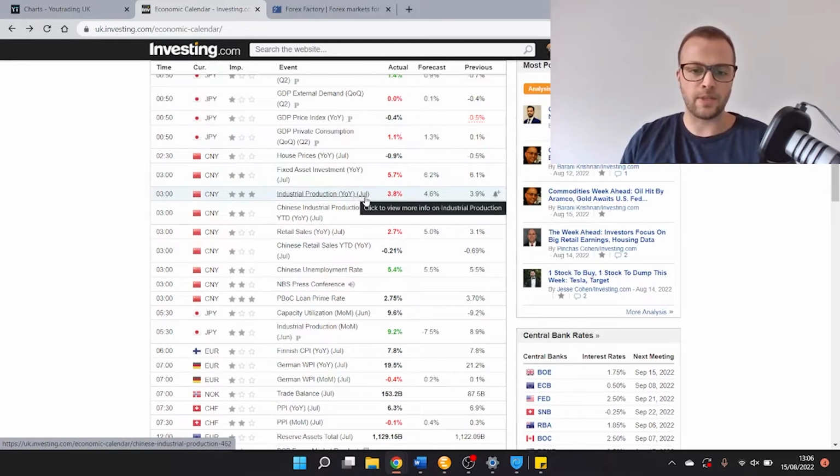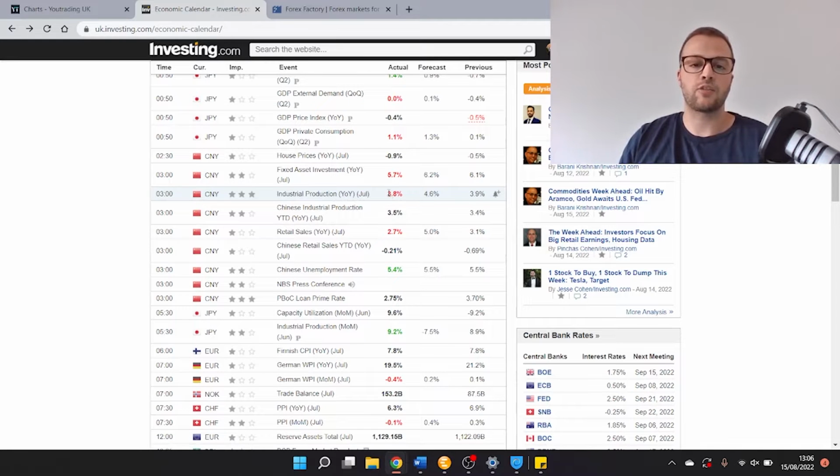The most important number you've got to know is industrial production year over year, only 3.8% up in July, much lower than the expected 4.6%. But retail sales as well, a sign of consumer weakness, also bad, 2.7% year-on-year growth in July. That was way below the expected 5% year-on-year rate of growth. And then as you can see, fixed asset investment was not as good as expected.